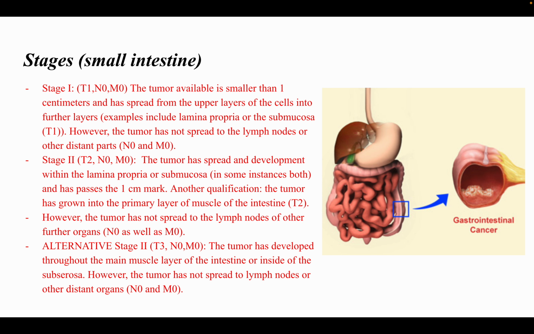Now, stage 2 could also be that the tumor has developed throughout the main muscle layer of the intestine or outside of the subserosa. However, the tumor has not spread to lymph nodes or other distant organs. So it's still N0 and M0.